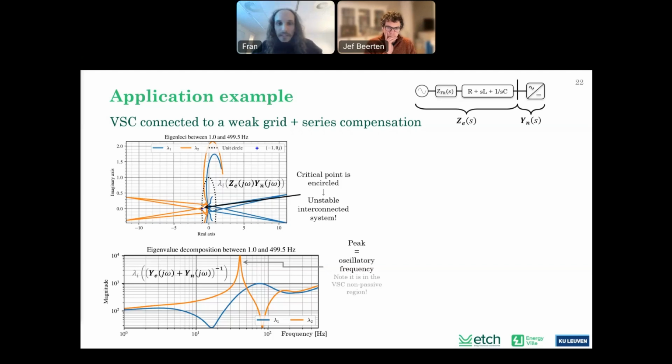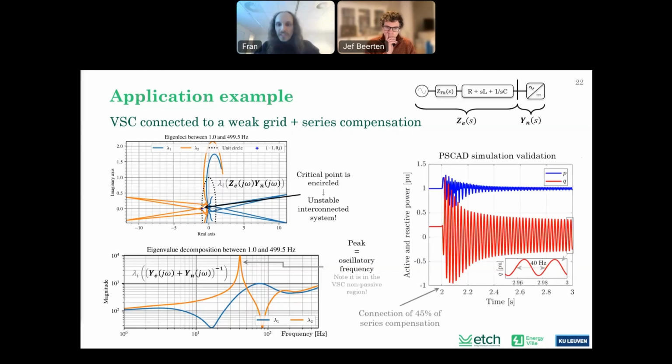So we can run the system with this level of series compensation in PSCAD. And basically what we see is that when we increase the level of series compensation after 2 seconds, so it goes from 40, it goes above 45, let's say, above the predicted stability limit, the system starts to oscillate at the predicted frequency, which was 40 Hertz. And these oscillations are sustained. They don't grow unbounded in this case due to the limiters in the converter control. But in any case, this is an unstable system as predicted, an unstable case.